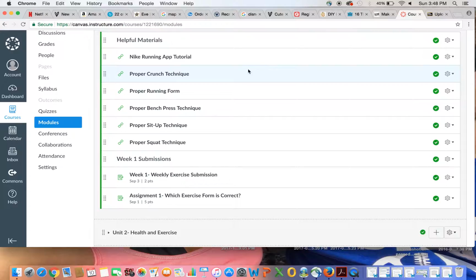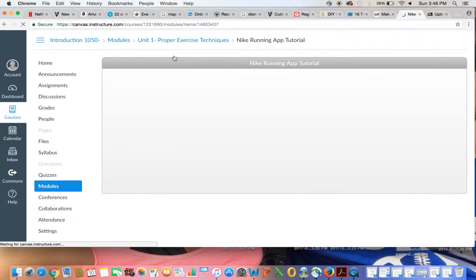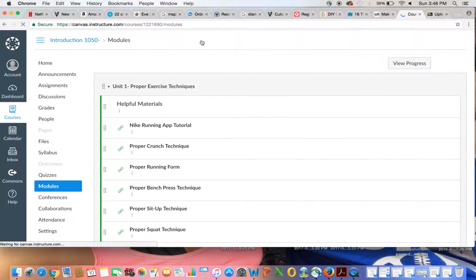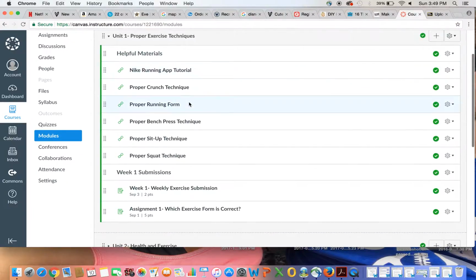A lot of my course, since it is a physical education course, is going to go through this Nike running app. This is really essential, and that's why I put it first, because it leads to a video on how to download the Nike running app and how it is going to be used. Every week, students will have to take a screenshot of their Nike running app for their exercise for the week, and it has to be 2 hours, and they will submit it.